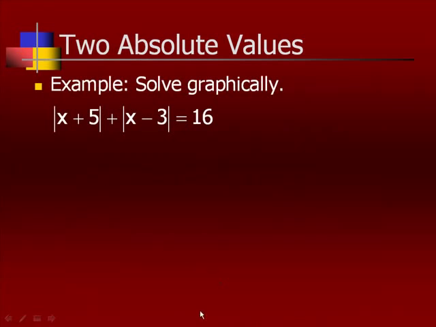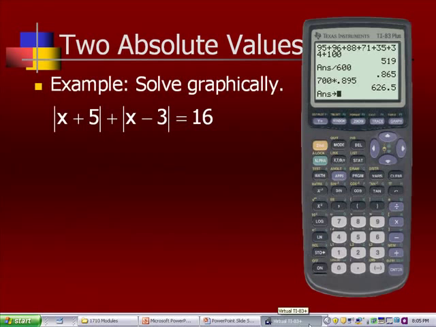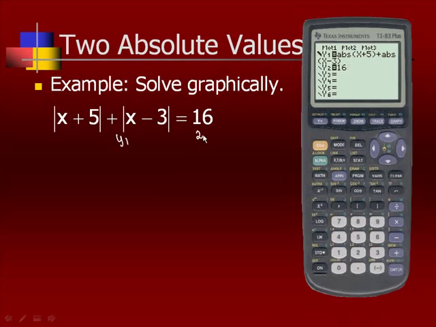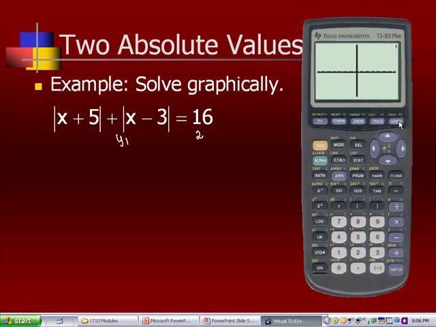How about this one? How would we solve that one on our calculator? Okay, we're going to go Y equals, edit, x plus 5. Then we're going to come over and say plus the absolute value, so Math, Num, absolute value of x minus 3. And we want to find where that is equal to 16. Now remember, the left side is y1, the right side is y2, and we want to find where that graph is equal to 16. So we're going to hit graph.